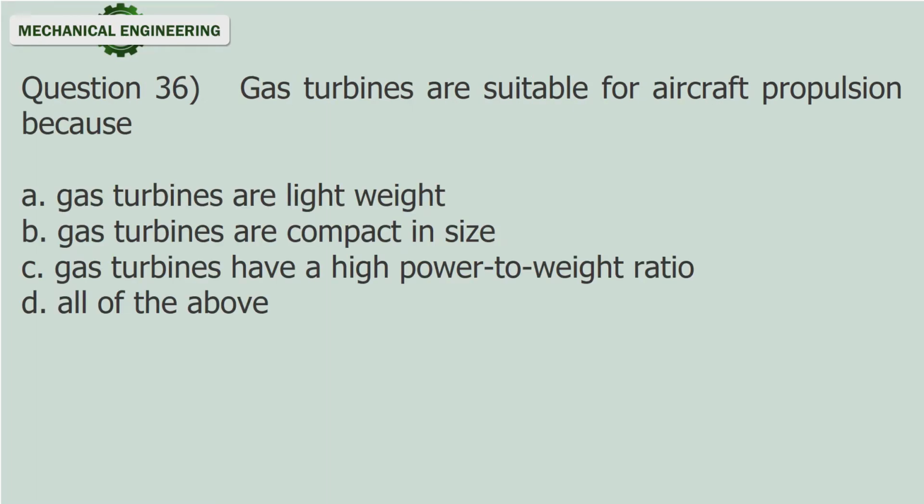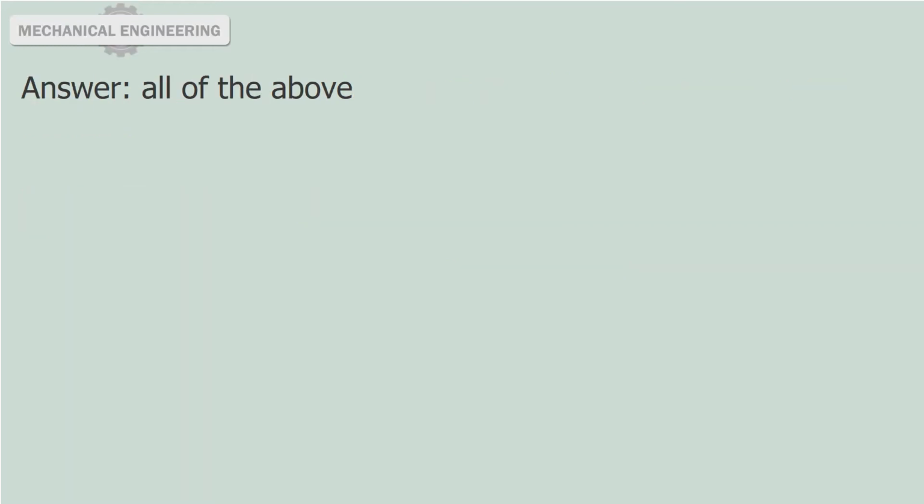Question 36. Gas turbines are suitable for aircraft propulsion because A. Gas turbines are lightweight. B. Gas turbines are compact in size. C. Gas turbines have a high power-to-weight ratio. D. All of the above. Answer: all of the above.